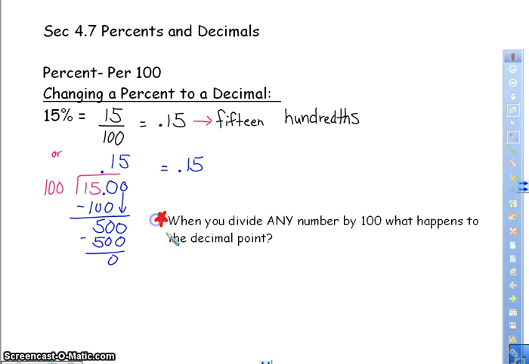Now the shortcut way, which I'll show you now that we understand the process, and we have to understand the process, is this: when you divide any number by 100, what happens to the decimal point? If you assume the decimal point is behind the number here, we just move it over 1, 2 places. So your 15% could easily be shown by moving it 2 places back.